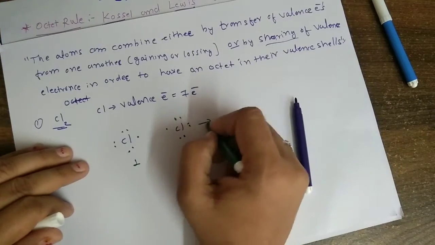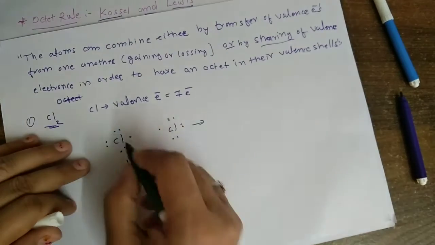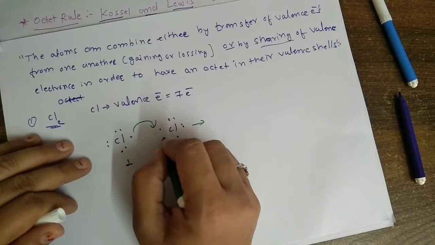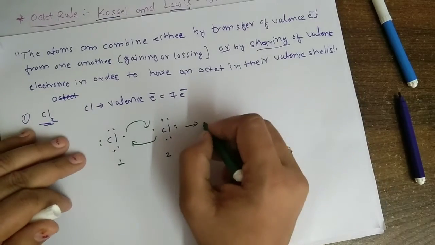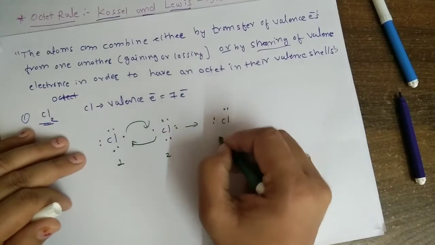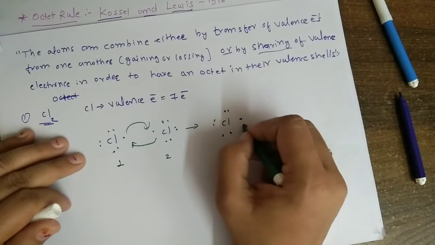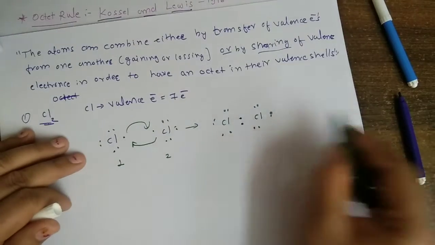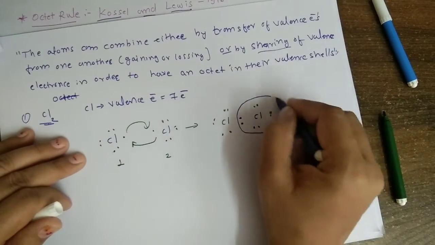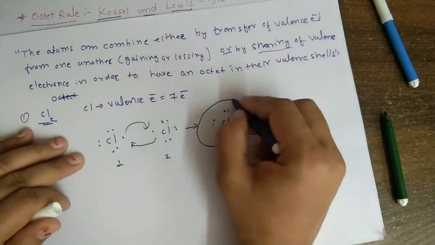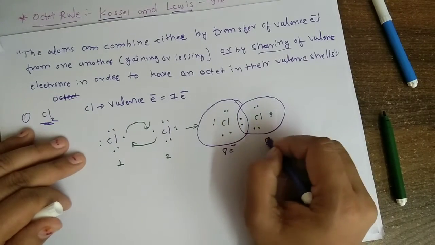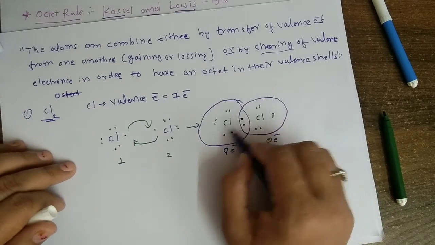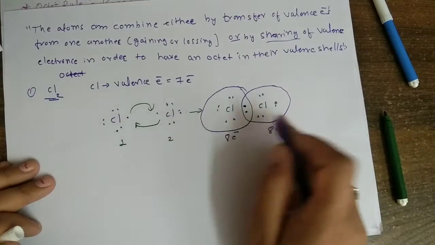Now let's see how they combine and complete their octet. First of all, the first chlorine will share an electron with the second chlorine, and the second chlorine is also sharing an electron with the first chlorine. Means the octet is becoming like this. Here 1 electron from the first chlorine, the second electron from this chlorine. ये हो गया 8 electrons, means the octet of the chlorine molecule. Here there are also 8 electrons, here also 8 electrons. So this is the octet of the chlorine molecule.